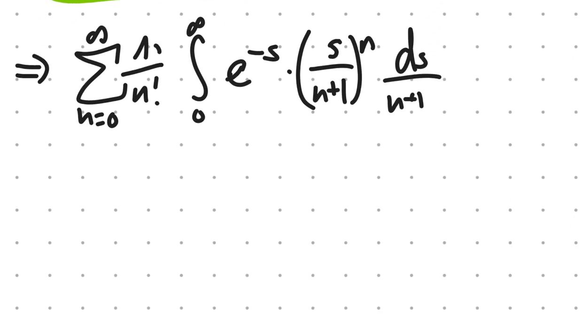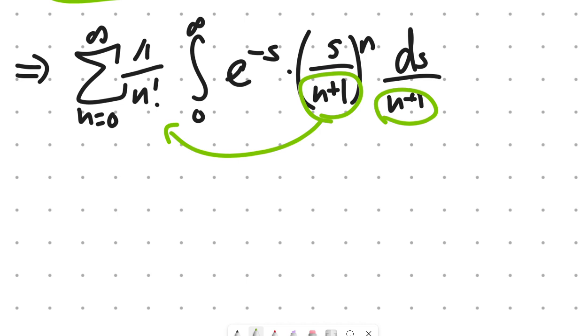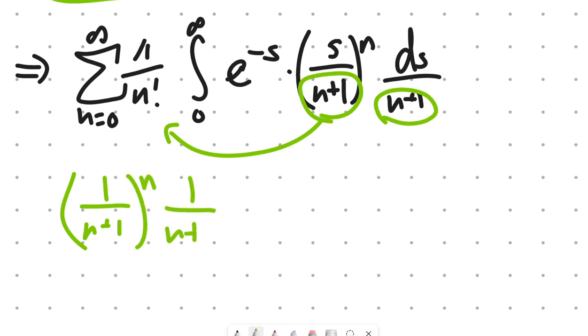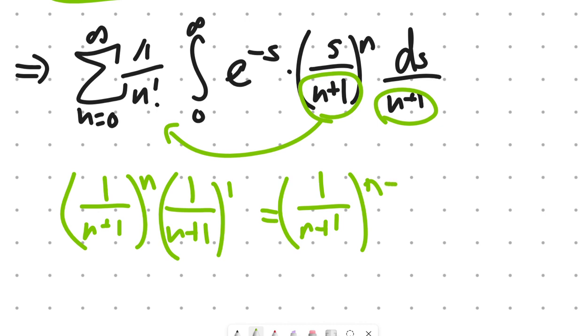Very complicated, but somehow interesting. So now we have a similar thing, like here we have another constant. We can put it outside of the integral by just saying that we have 1 over n plus 1 to the n, and another n plus 1, which is to the first power. So we would have 1 over n plus 1 to the n plus 1 power. And we'll take this one out of the integral.